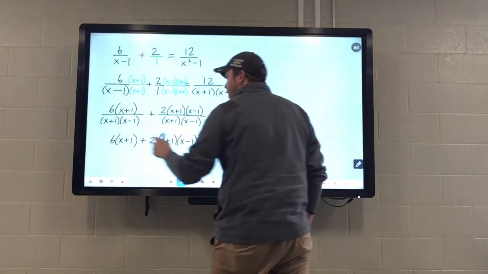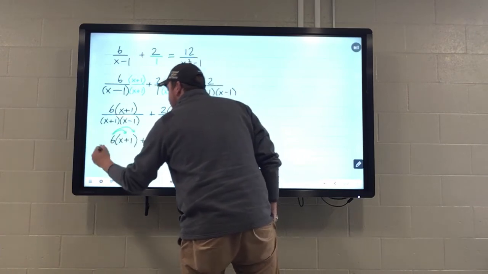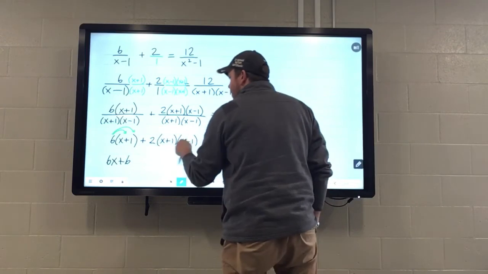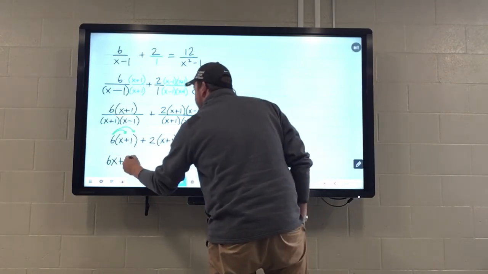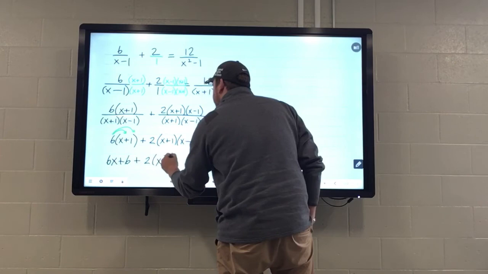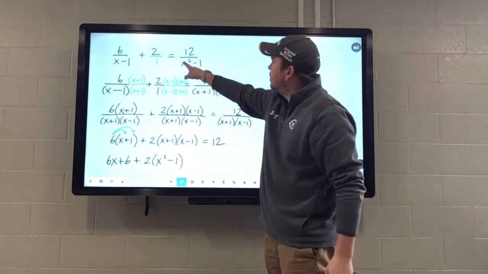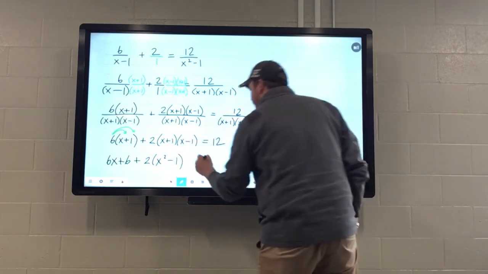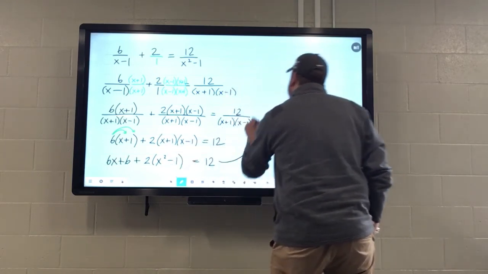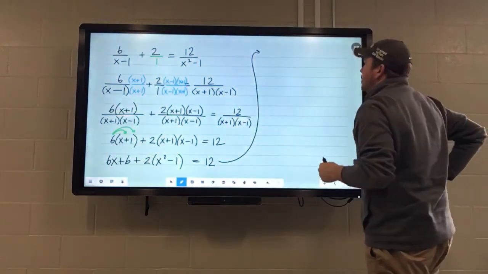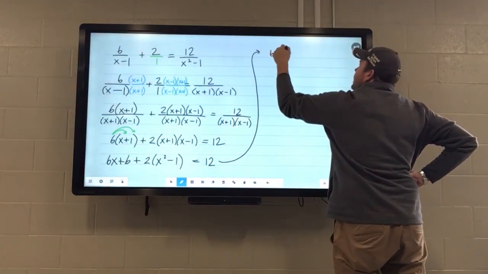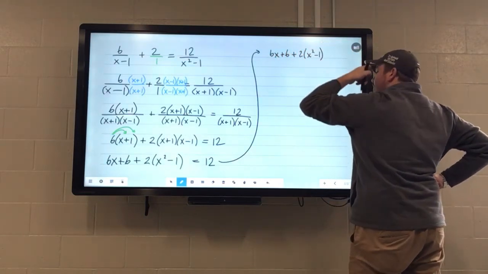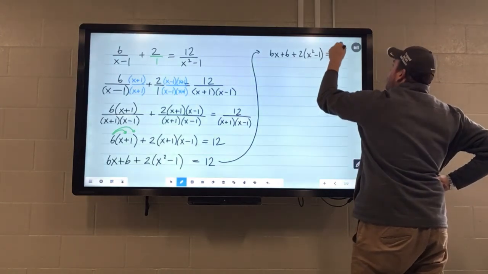I am going to start by distributing my 6, leaving me with 6x plus 6. Here, we're going to multiply our x plus 1 times x minus 1. That gives me x squared minus 1. And again, we can tell that because we factored it before. But if you FOIL this out, you'll end up with x squared minus 1. And that's equal to 12. Let's go ahead and bring that up here for more space. So I'm just going to rewrite it. 6x plus 6 plus 2 times x squared minus 1 is equal to 12.